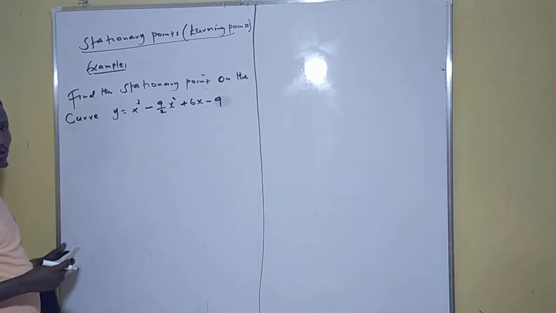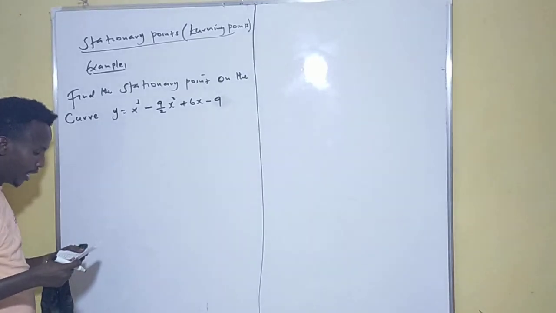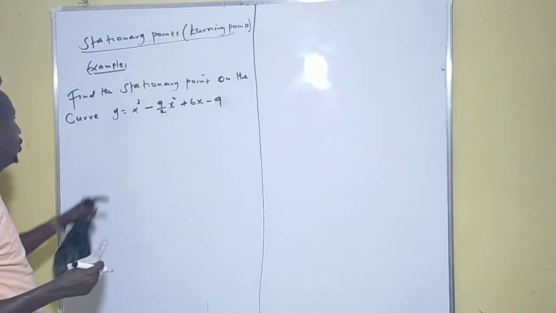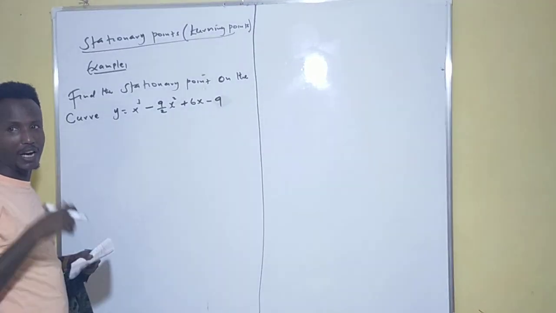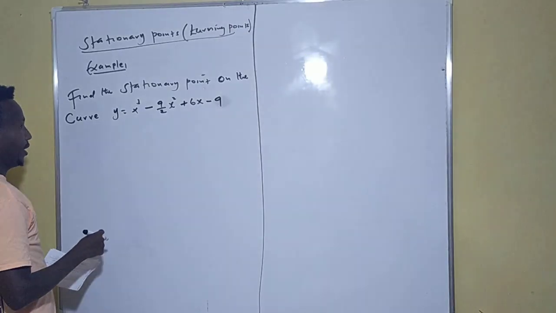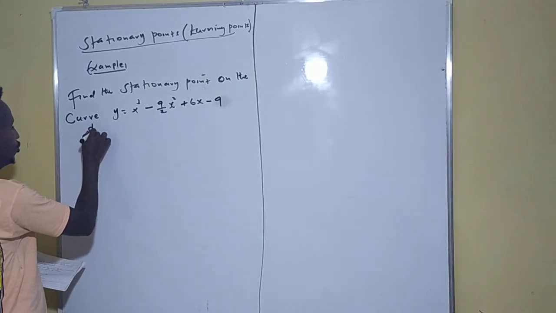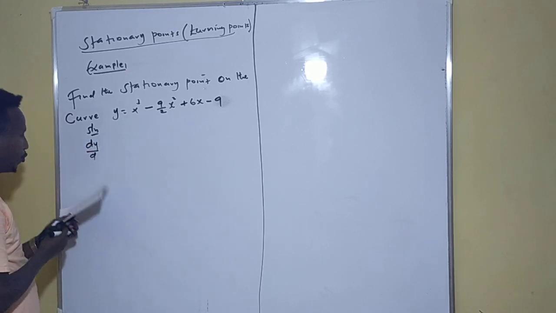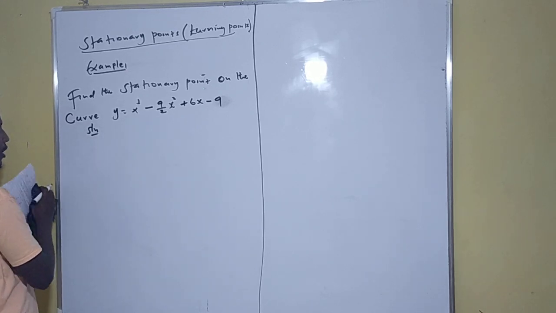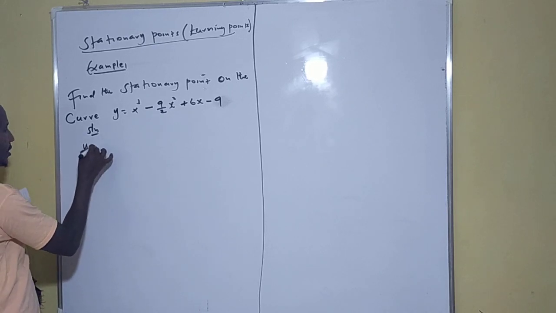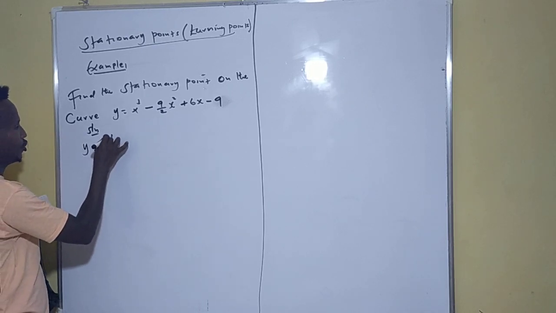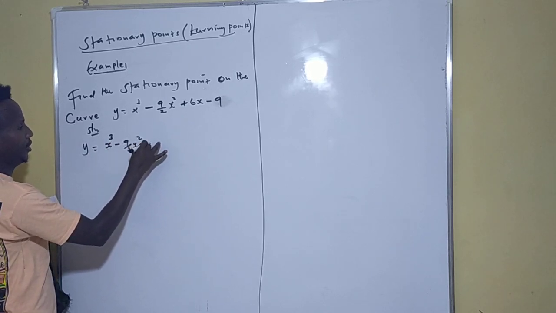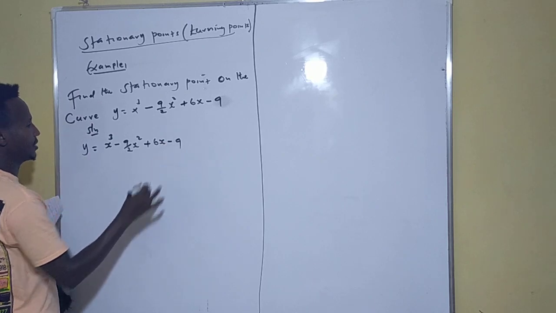So the first thing you're going to do, when you are told to find the stationary points, is to differentiate the equation of the curve given. Then this is what we'll be doing. You're going to say solution. So you're going to say dy over dx. But before I say that, let me write the equation here. I have y is equal to x cubed minus 9 over 2 x squared plus 6x minus 9.